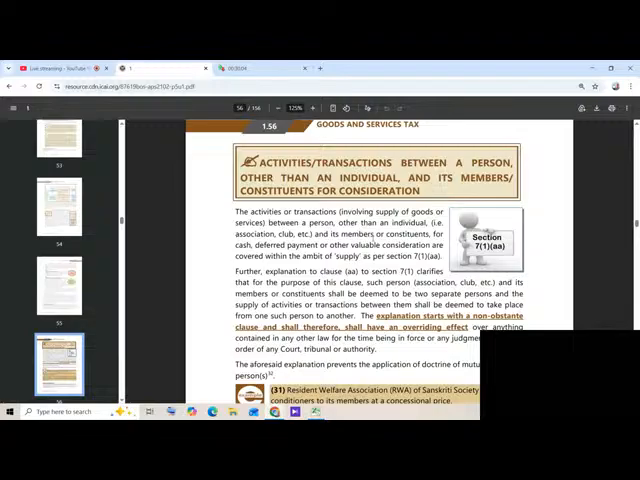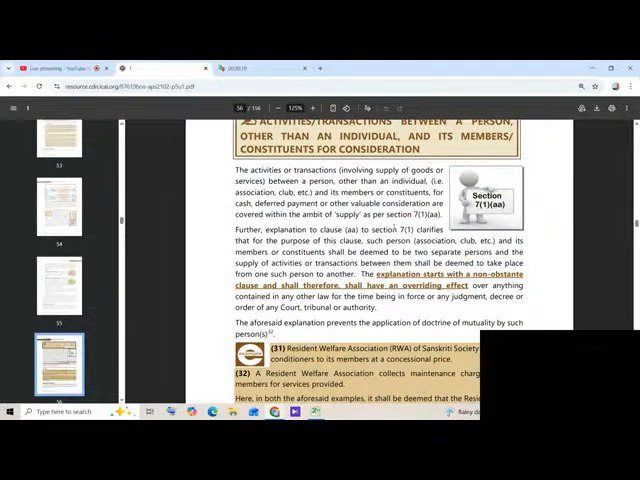The activities or transactions involving supply of goods or services between a person other than an individual, that is, association, club, etc., and its members or constituents for cash, deferred payment, or other valuable consideration are covered within the ambit of supply. Further, the explanation to clause (aa) of section 7(1) clarifies that for the purpose of this clause, such person, association, club, etc., and its members or constituents shall be deemed to be two separate persons, and the supply of activities or transactions between them shall be deemed to take place from one such person to another.